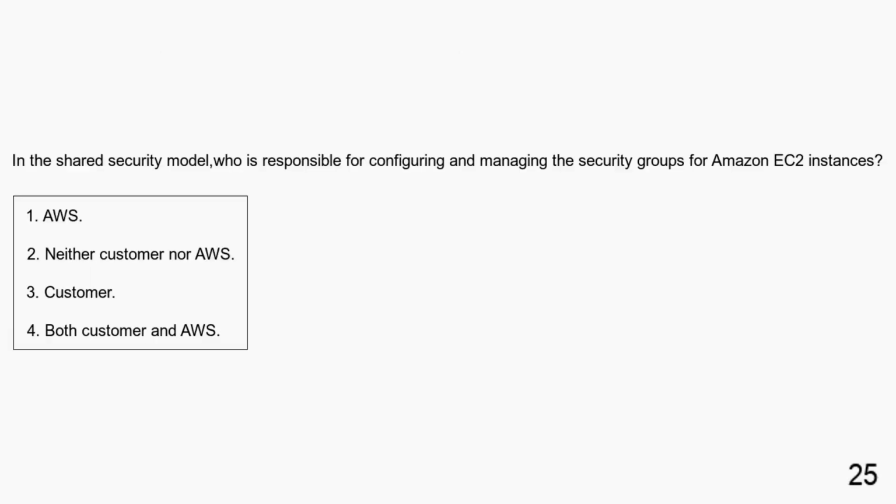In the shared security model, who is responsible for configuring and managing the security groups for Amazon EC2 instances? AWS, neither customer nor AWS, customer, or both customer and AWS. Configuring and managing the security groups for Amazon EC2 instances is a customer responsibility in the shared security model.